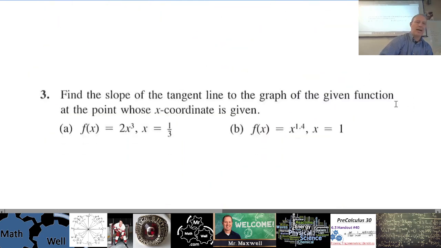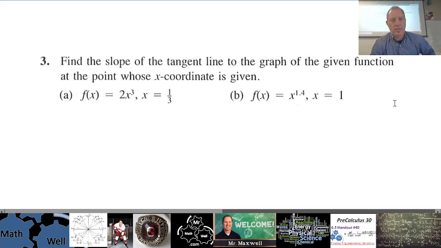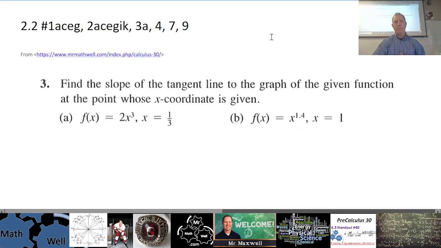So now we are at some problems here. So let's launch into this example number 3 here. I think this might be from your homework assignment too. So we'll do 3a. That's part of your homework assignment for today. We'll do that with you.